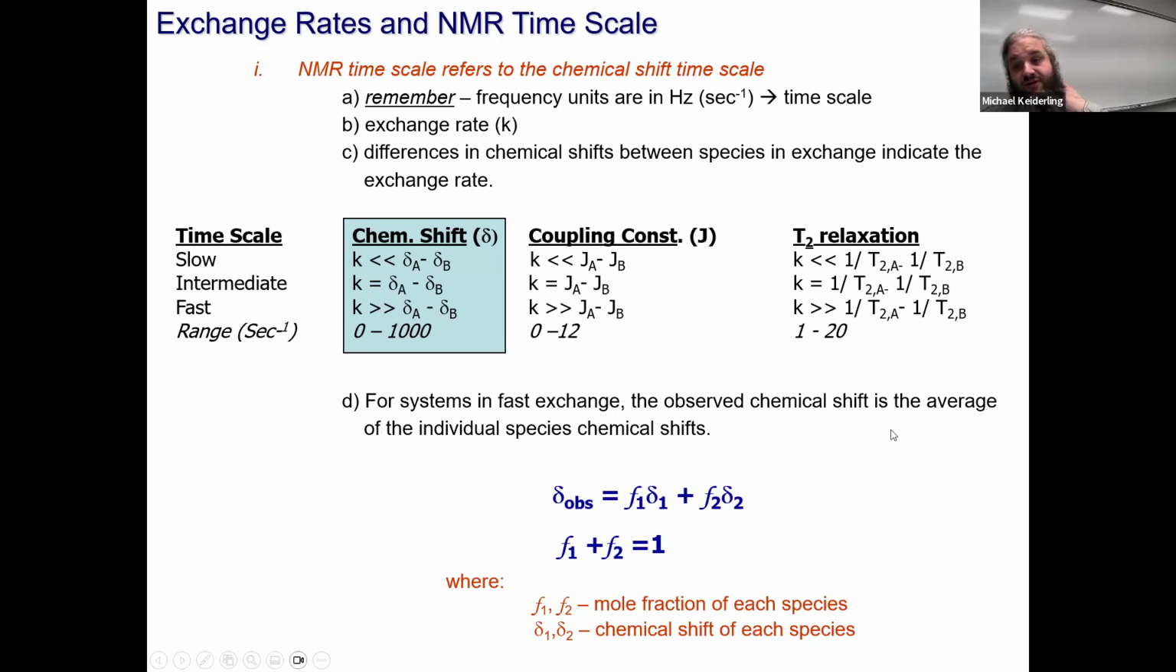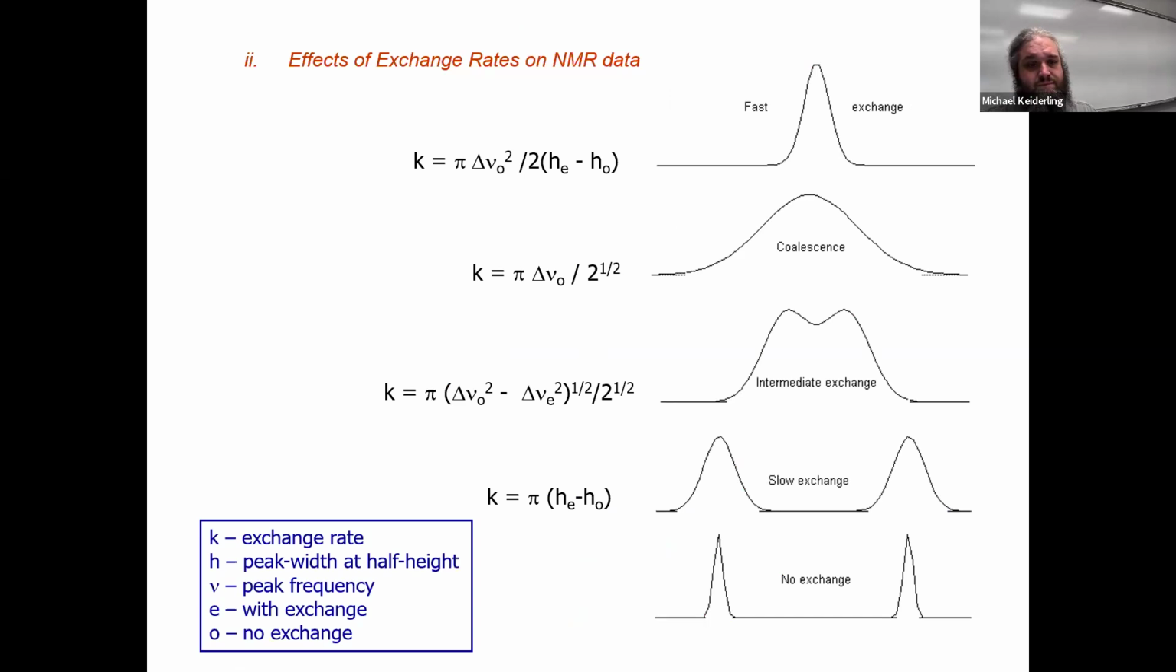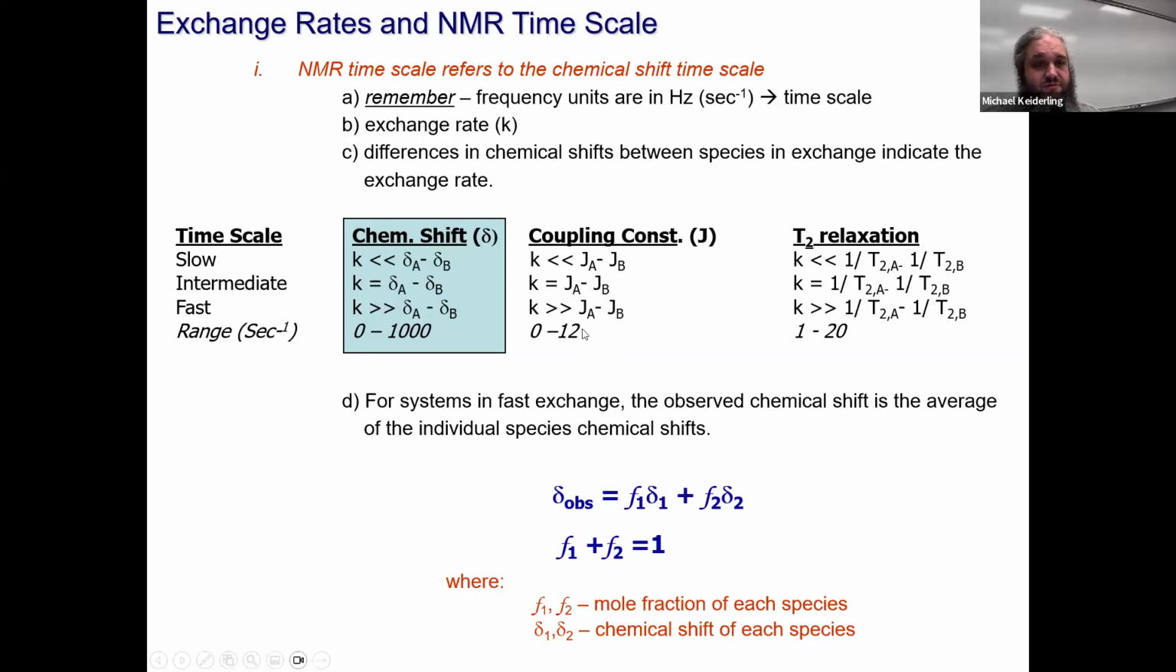So with fast exchange, the observed chemical shift is the average of the individual species' chemical shifts. That's not going to be super relevant in our experiment because we're just going to be looking at pure substances. But this is a thing where peaks can sort of merge and interact with each other. So delta A and delta B, if K is much less than delta A minus delta B, the time scale is slow. It's intermediate. That's roughly delta A equals delta B. And fast, K is much greater than delta A minus delta B.